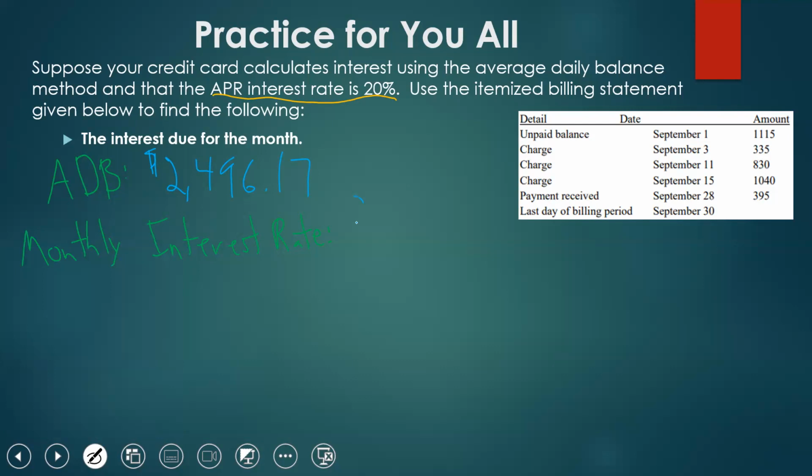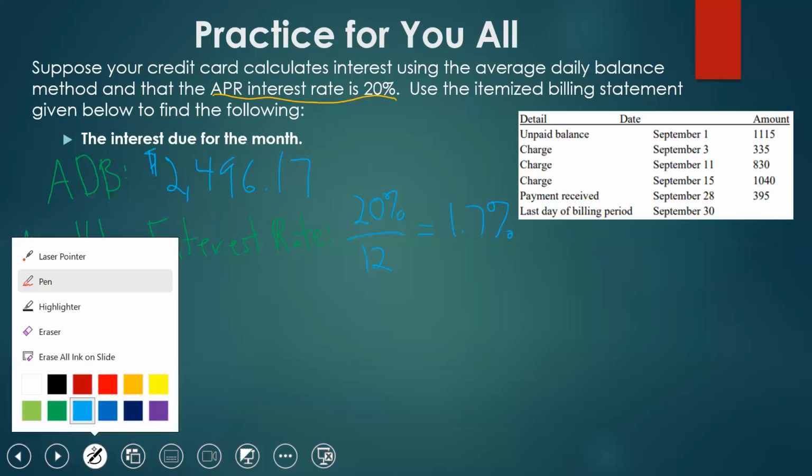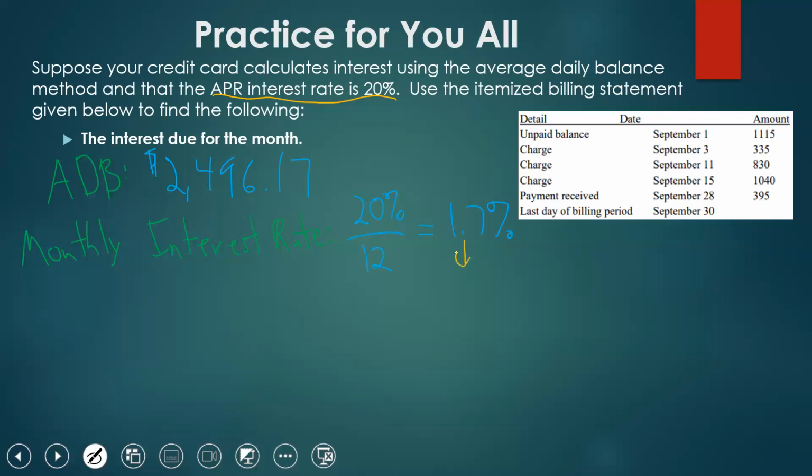So the way we can do that is take the 20%. Since we want to divide it up for a month and it covers the whole year, we'll go ahead and divide it by 12, since there are 12 months in the year. If we do that, what we get is that our monthly interest rate is 1.7%, which as a decimal comes out to be 0.017.